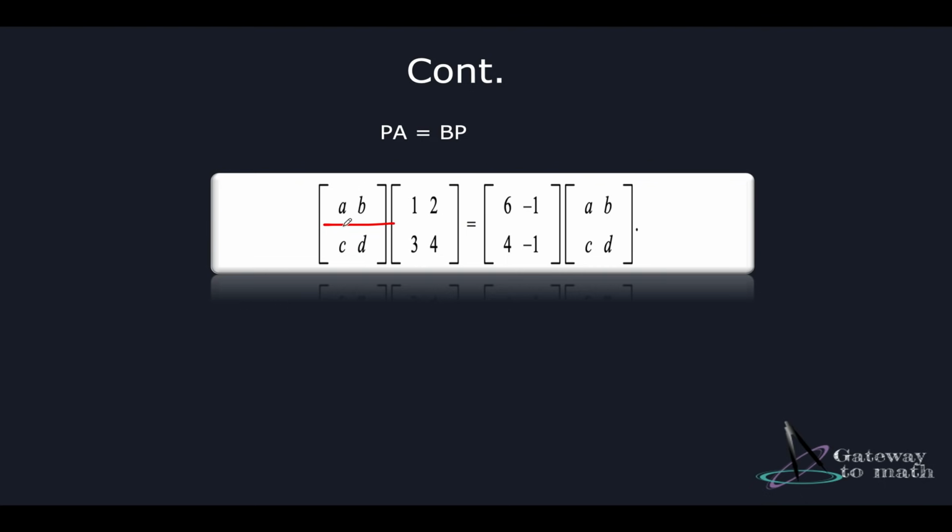We have to multiply the first row with the first column: A multiplied by 1 plus 3 multiplied by B, then 2 multiplied by A plus 4 multiplied by B, and then C multiplied by 1 plus 3 multiplied by D. Then you have 2 multiplied by C plus 4 multiplied by D, and the same has to be done on the RHS, right hand side.